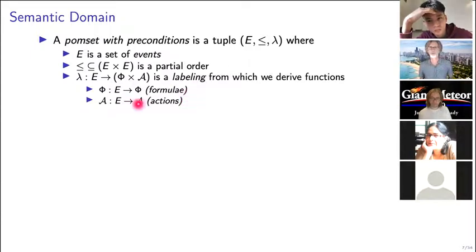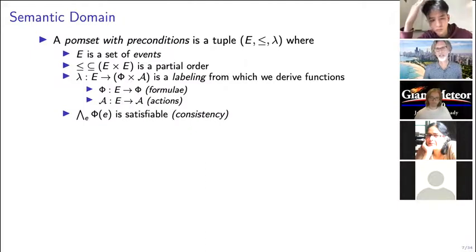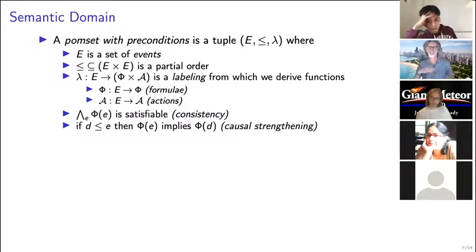In addition to the labeling function, I'll give myself these 2 accessor functions. And since I've got these preconditions, I'm going to put a little bit of sanity between the preconditions and the order. I'm going to require just 2 things. One is that all of the preconditions within the Pomset have to be mutually compatible. If I take the conjunction of all of them, I should get a satisfiable formula. And the other thing I'm going to require is that the order and the formulas play nice together.